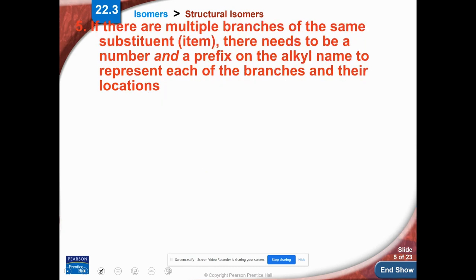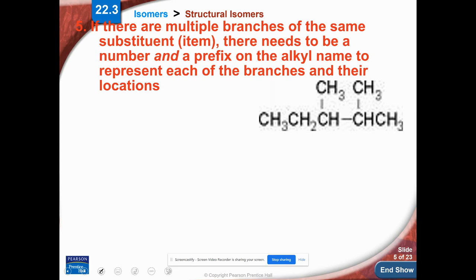So if there are multiple branches of the same substituent, right, if I have multiple methyls, for example, there needs to be a number and a prefix on the name to represent each of their branches. So let's take a look at this one. So I have CH3, CH2, CH. So here I have a branch and a branch. I have a 1, 2, 3, 4, 5 carbons.